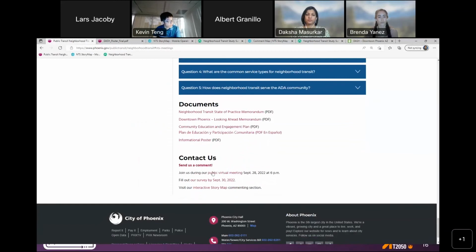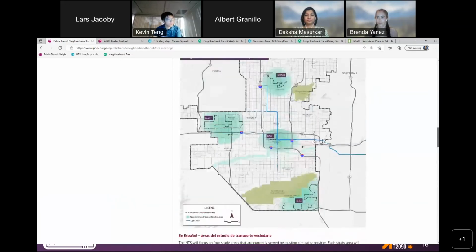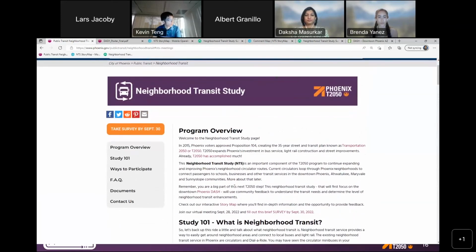We also have a contact us here that, if you click on it, will open up a form. So for any of you that may want to give us more comments, feedback, or questions, that's where you can do that as well. In addition, there is our email address, neighborhoodtransit@phoenix.gov, or you can take the survey. All right, I think that's all for the website. If there's any place that the public wants me to go to or show, we can definitely do that.